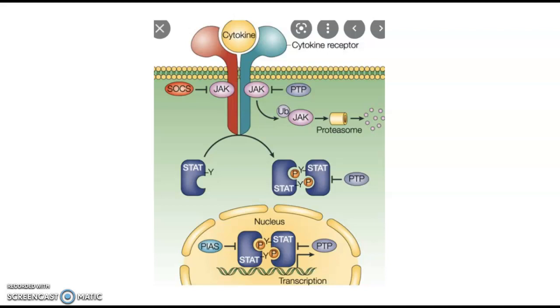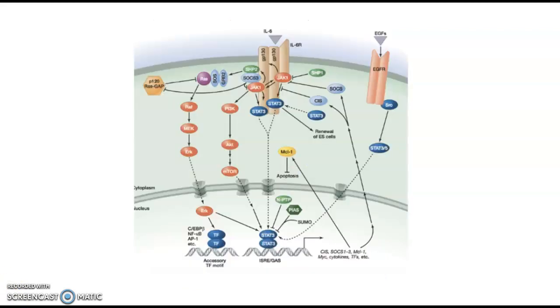But you can also see the PTPs binding to the STAT dimers and also inhibiting transcription in the nucleus. And you can also see that the PIAs are inhibiting the STAT dimer from binding to DNA in the nucleus. So this is a pretty good image in showing all the different pathways that are kind of converged or diverged from the JAK-STAT pathway, but it also includes a lot of the regulator proteins.